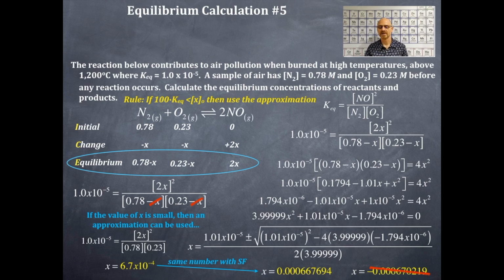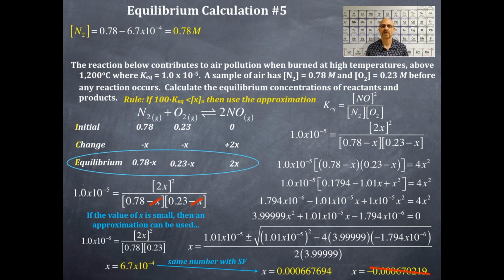Okay, now that we actually have our value for x, whether we use the quadratic equation or we use the approximation, it doesn't matter. Now we're going to solve for the equilibrium concentrations of nitrogen, oxygen, and nitrogen monoxide respectively. So we're going to plug it in to the equilibrium section there. For the nitrogen, we got 0.78 minus 6.7 times 10 to the negative 4. Using significant figures, the 6.7 times 10 to the negative 4 is such a small value that we get 0.78. This is actually validating the fact that the x value you solve for is so small that it doesn't matter, because you get right back the 0.78.